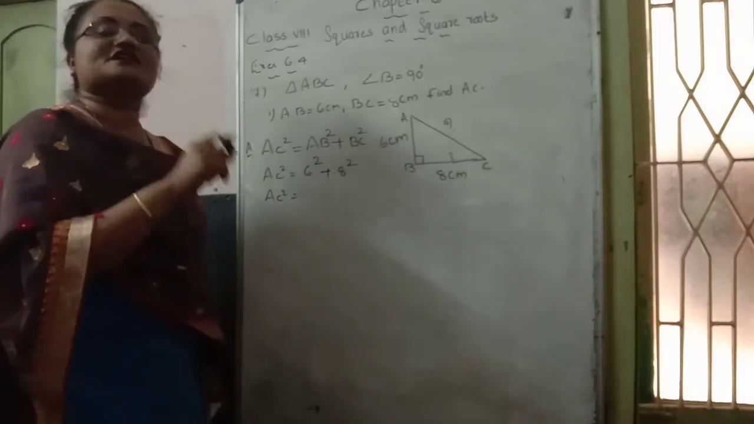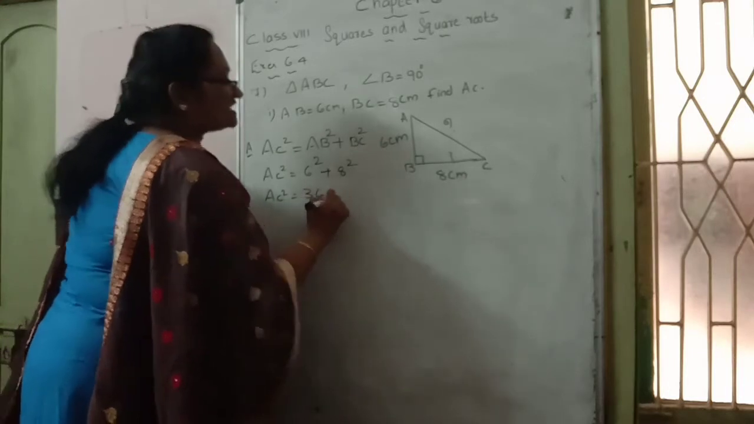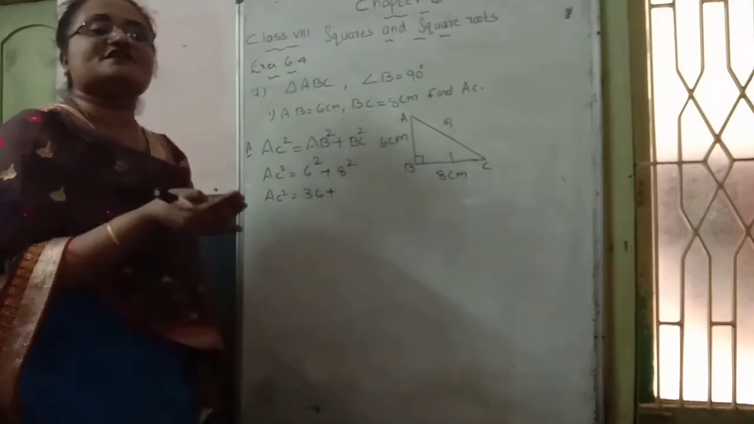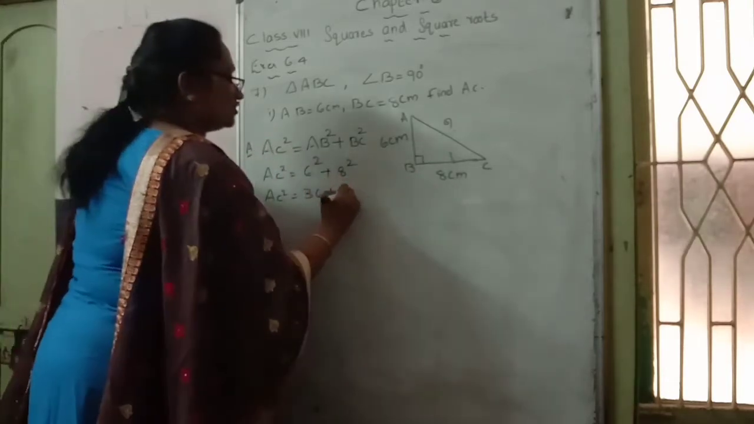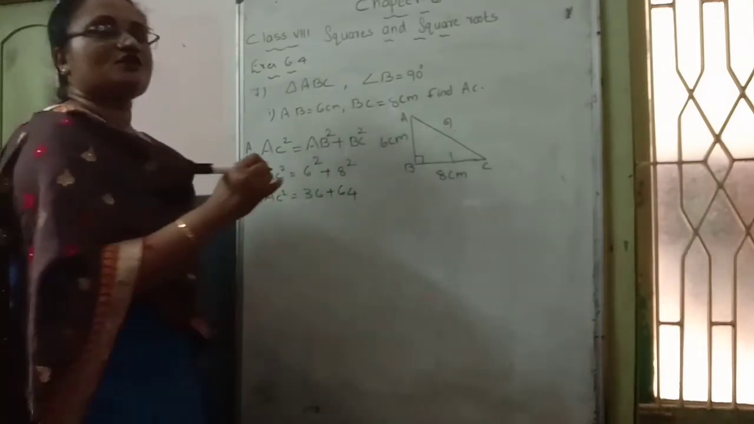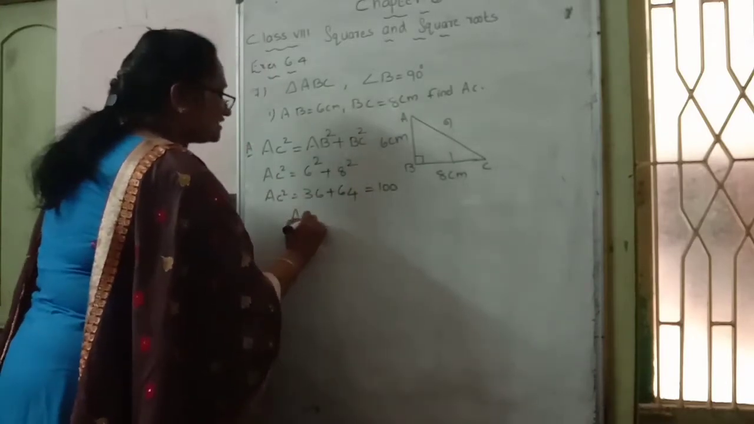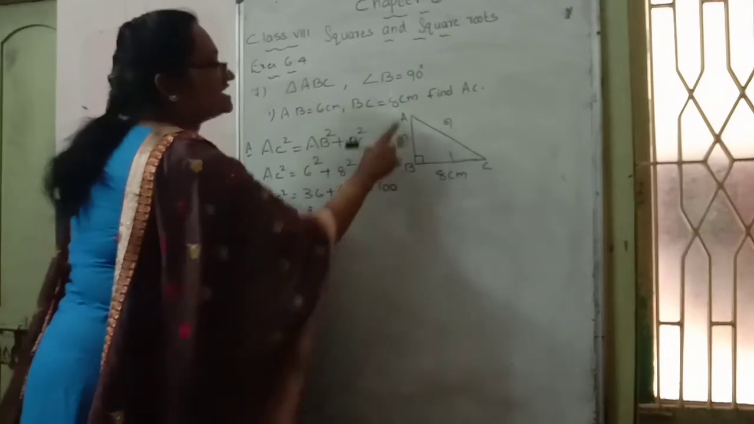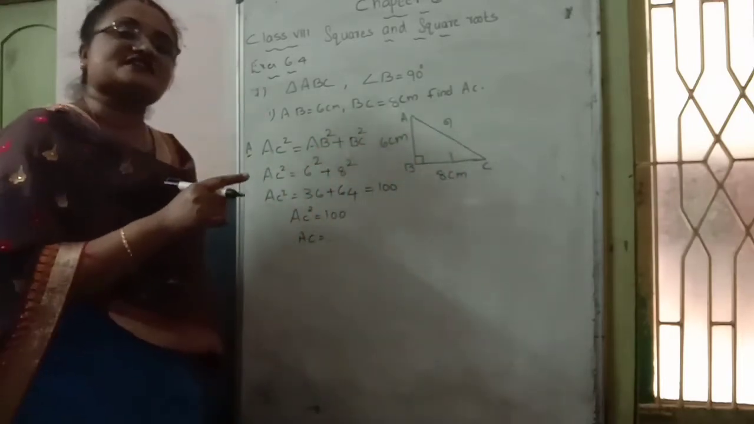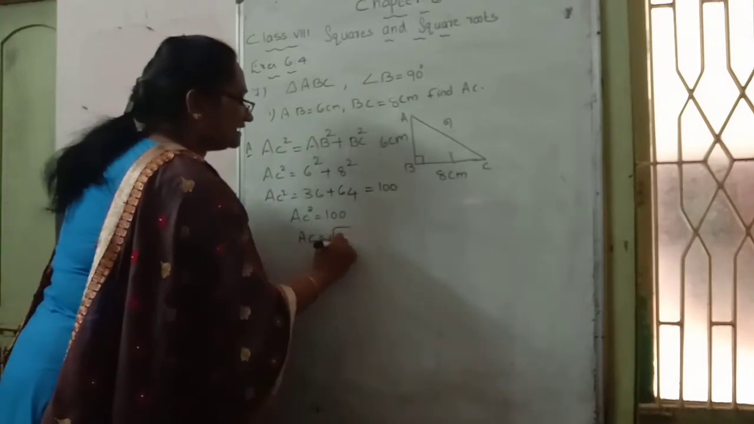6 times 6 is 36. Plus 8 squared, which means 8 times 8, becomes 64. 36 plus 64 is 100. So AC squared is 100. We want the AC side value. How do we find it? Take the square root of 100.